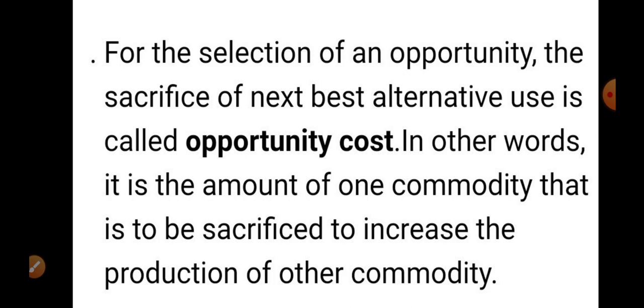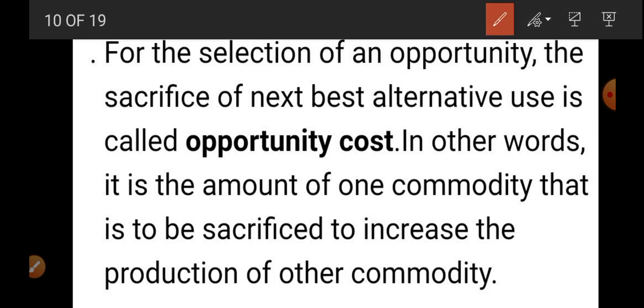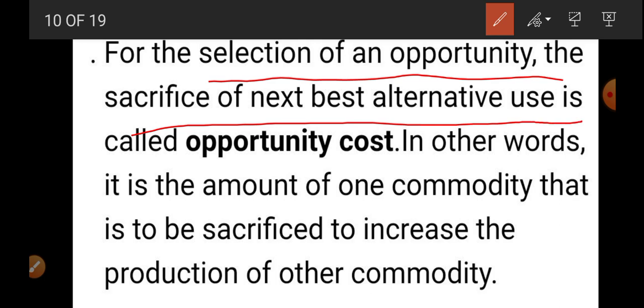Now we are going to discuss opportunity cost. What is opportunity cost? For the selection of an opportunity, the sacrifice of the next best alternative is called opportunity cost.